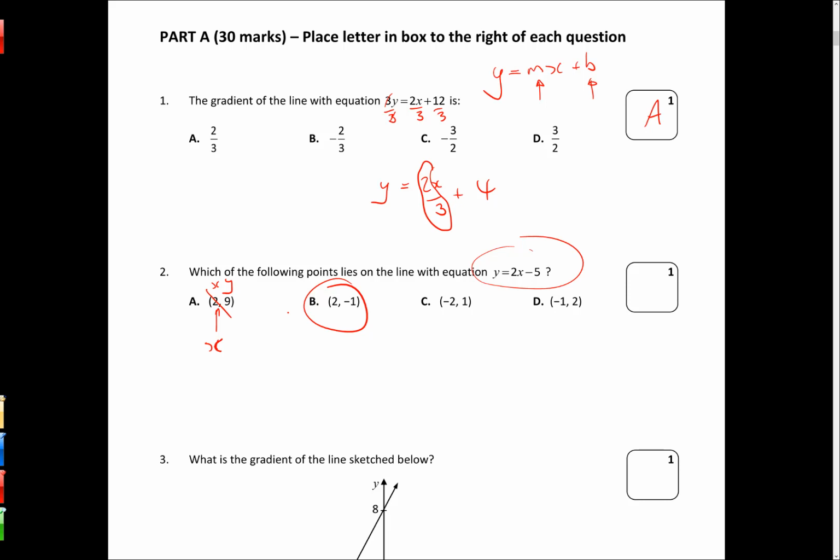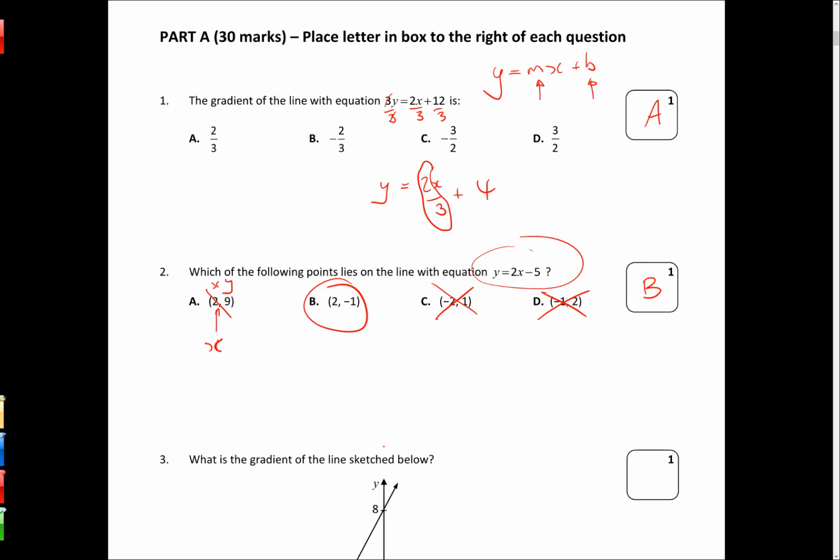I can confirm that the others fail. They should, or else it's a pretty bad question. Put in a -2. 2 times -2 is -4, minus 5 is -9. So -2 doesn't go with 1, it goes with -9. What about -1? 2 times -1 is -2, minus 5 is -7. No, the only one that works for the x and y in that equation is B.